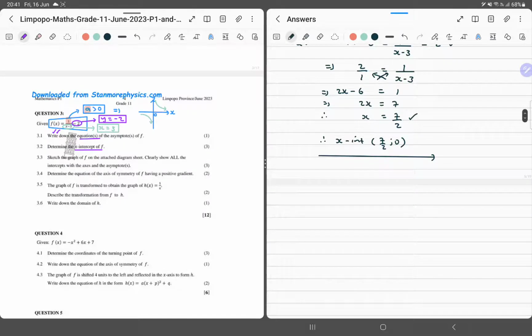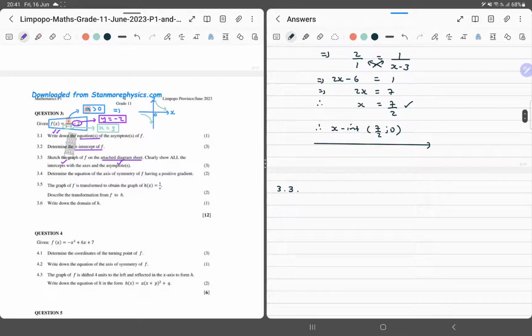Now let's get to 3.3. It says sketch the graph of f on the attached diagram sheet. So now here they are dictating what you can use. You're not going to do your own thing. Clearly show all the intercepts with the axes and the asymptotes. But now we don't have the y-intercept, so let's work out the y-intercept.